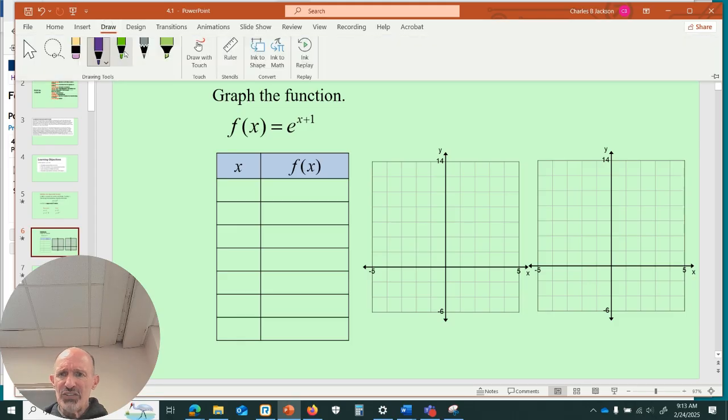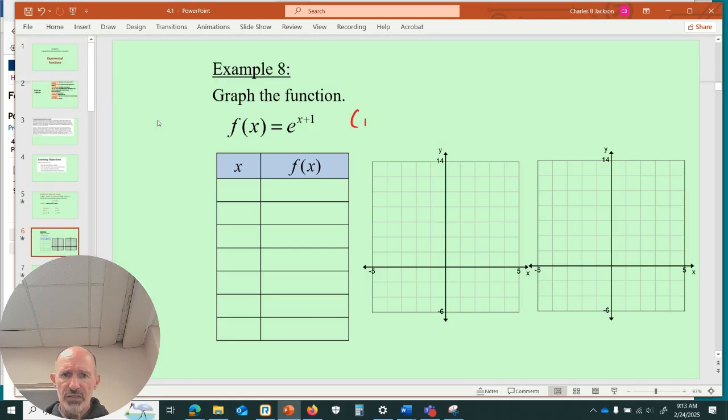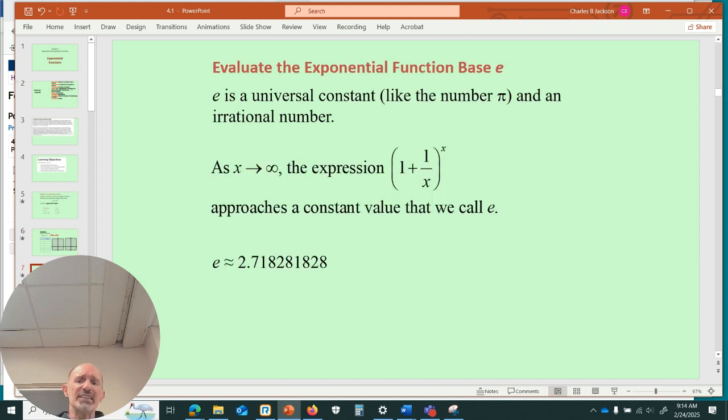Now, I want to pause, and first talk about that number e, that base there. That is a constant. In some ways, it's like the constant pi. The number is irrational. And, it's like, how do we get that number?